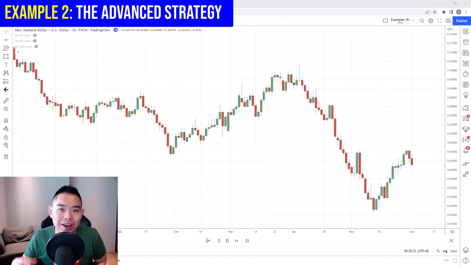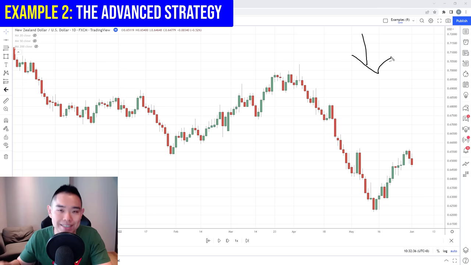Now let me share with you an advanced strategy using the concepts that you've learned earlier. This advanced strategy will help you identify low risk trading opportunities, but at the same time offer you a more favorable risk to reward on your trade. This means you can possibly risk a dollar to make $4 or more. So here's how it works. First things first, again, what is the trend in this market condition? You can see this market is in a downtrend.